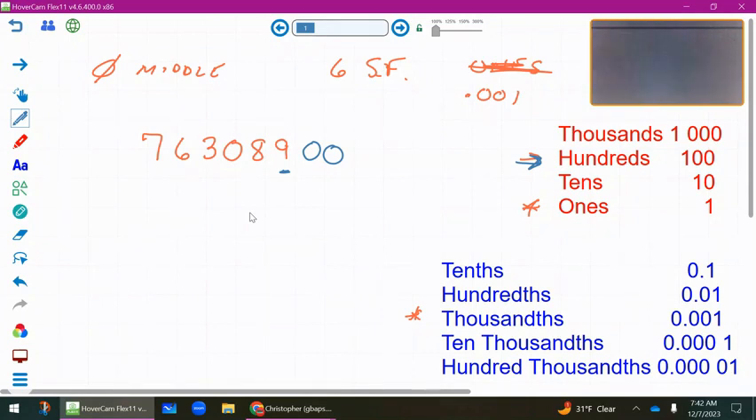Questions? No. Now it gets a little bit more difficult if we want zeros in our number at the beginning. Okay, it could get more difficult there.